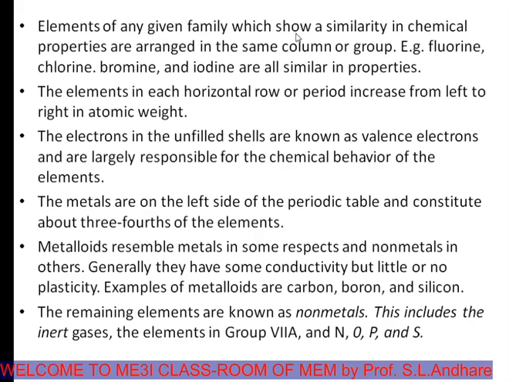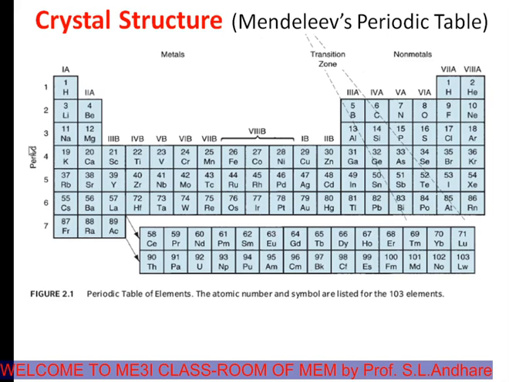Elements of any given family which show similarity in chemical properties are arranged in the same column. That means in these vertical columns, all these elements have identical chemical properties. You can distinguish this last right column: helium, neon, argon, krypton, xenon. All these are inert gases. Why are they called inert gases? They are chemically inert. They never react with any other metal.